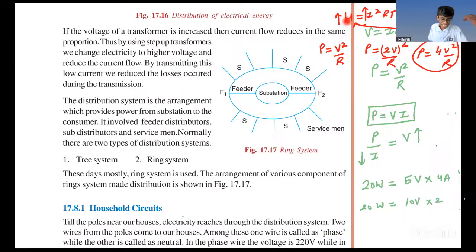So when resistance is the same, when voltage increases, current also increases. Resistance should be same. But when power is same, then when voltage increases, current will decrease. That's what they say.